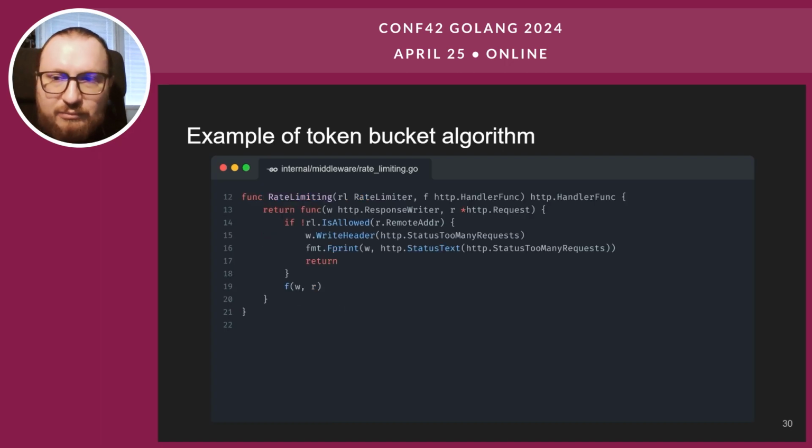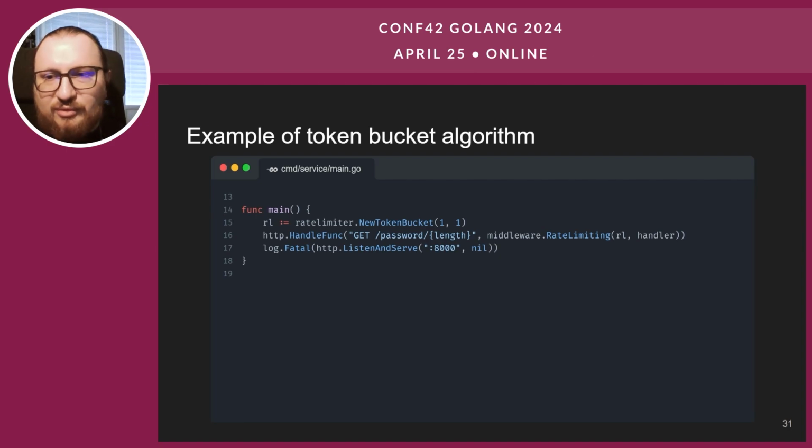Then I define the rate limiting middleware function. It checks if a request is allowed by calling the isAllowed method of the rate limiter with the remote address of the request. If the request is not allowed, it responds with the 429 status and the corresponding status text. If the request is allowed, it calls the original handler function.